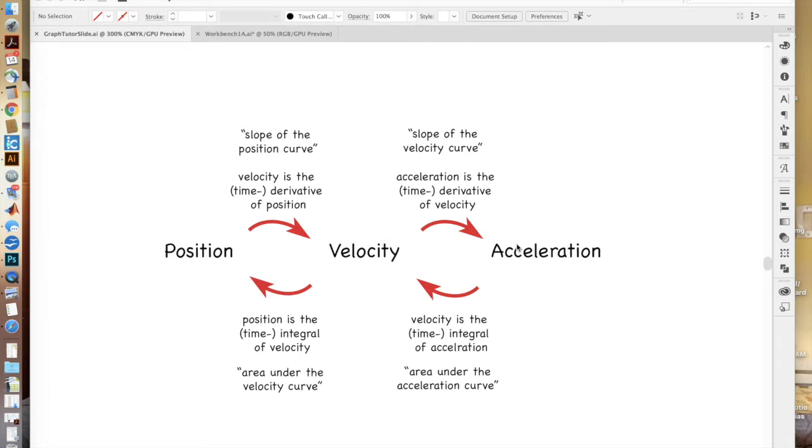Okay, same thing goes between velocity and acceleration. If you have a velocity versus time curve, then at any given time, the slope of that curve gives you the acceleration at that time. Okay, so now let's work it backwards.